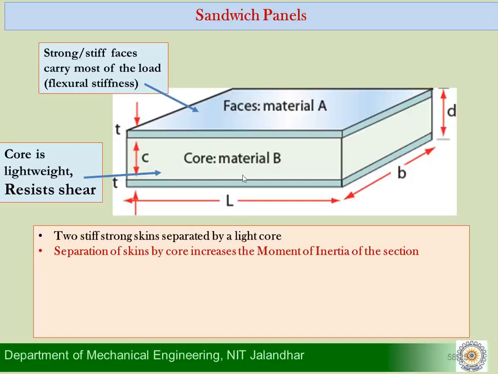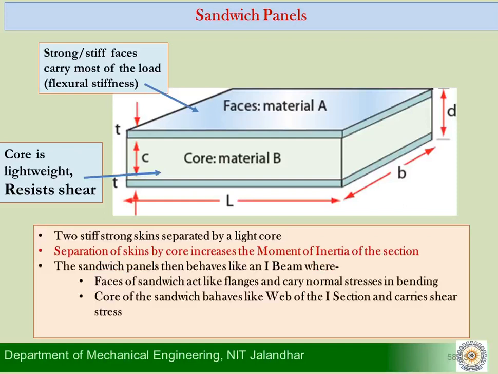So what we see here is that the skins or the faces are separated by a large distance c. Each skin or face has a face thickness of t, and d happens to be the total thickness of the sandwich itself. Because the skins are separated by a distance c from the neutral axis, if it is subjected to bending, this will increase the moment of inertia of the section, which will in turn give us a better bending performance.